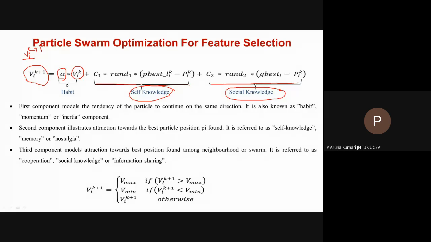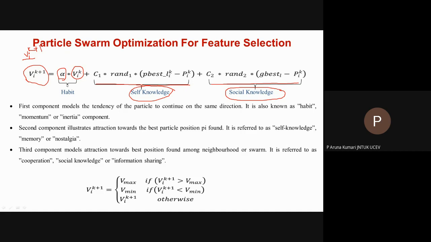This alpha is my inertia component. This is one parameter which I have to set. This is the inertia weight, which always provides the memory capability for a particle. In general, from a lot of studies, initially it has been set to 0.7. We can set any value between 0 and 1.